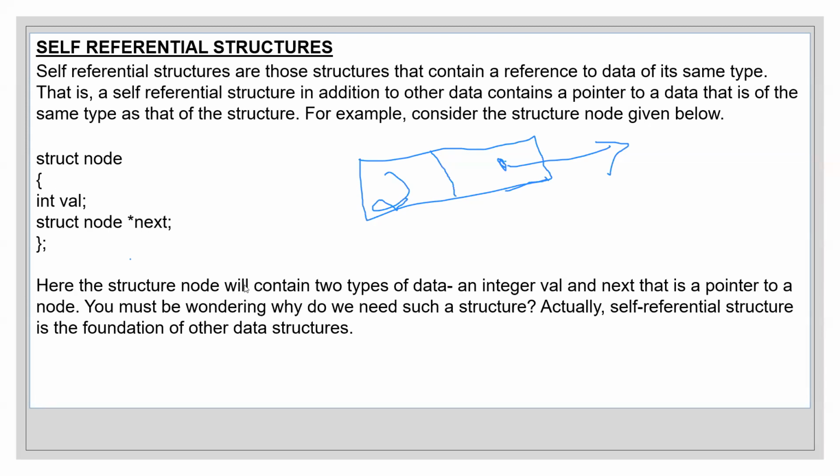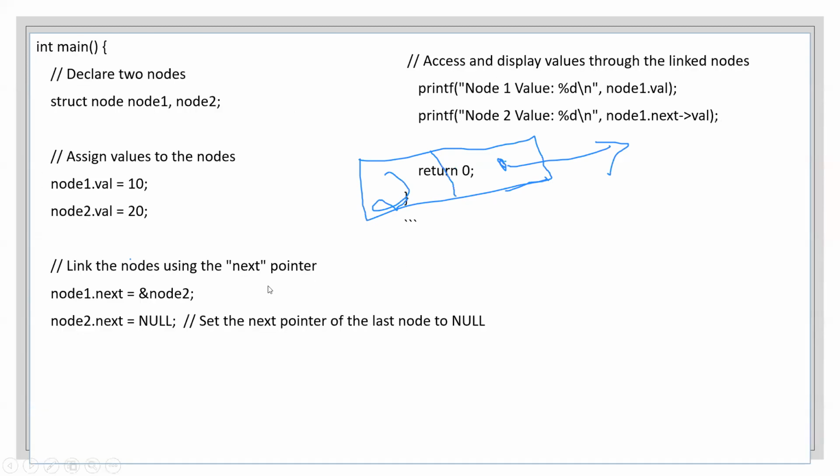Here the structure node will contain two types of data: an integer value and next, which is a pointer to the node. You must be wondering, why do we need such a structure? Actually, a self-referential structure is the foundation of other data structures, for example, as I said, the linked list.